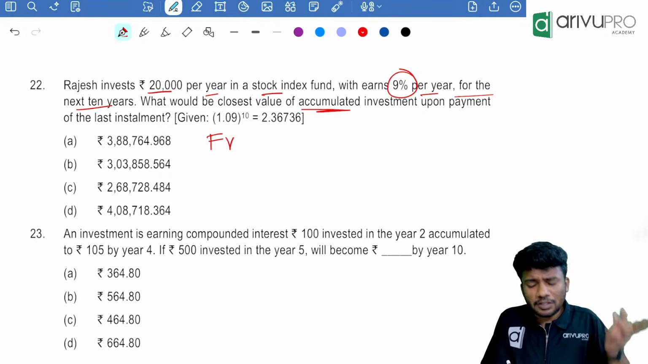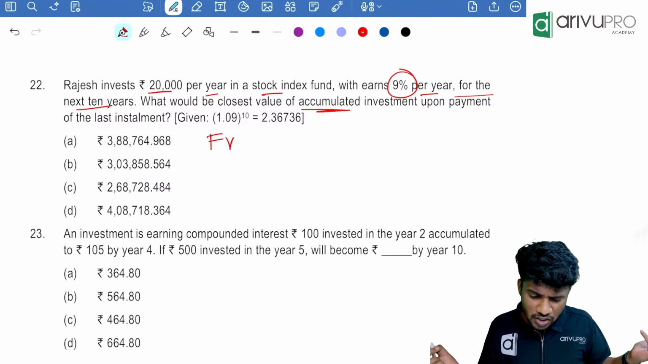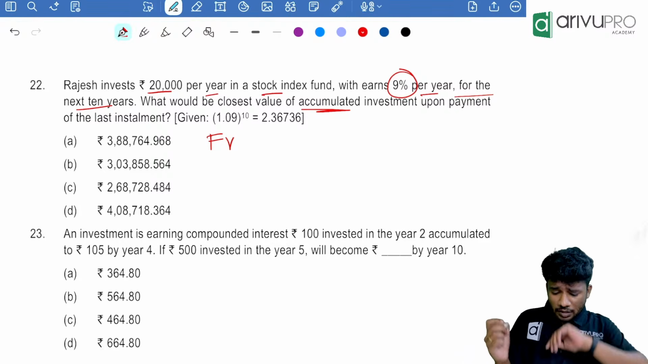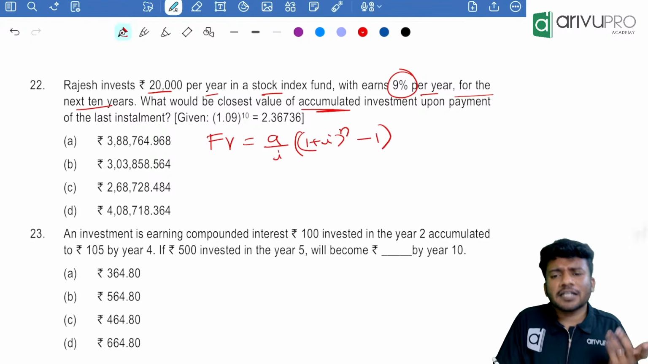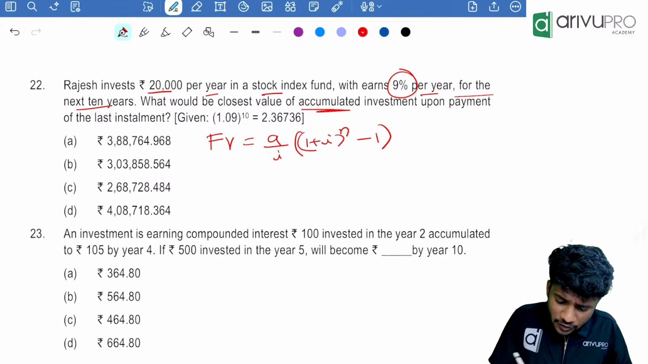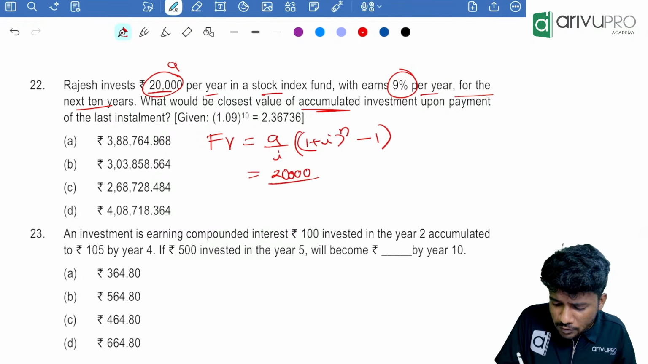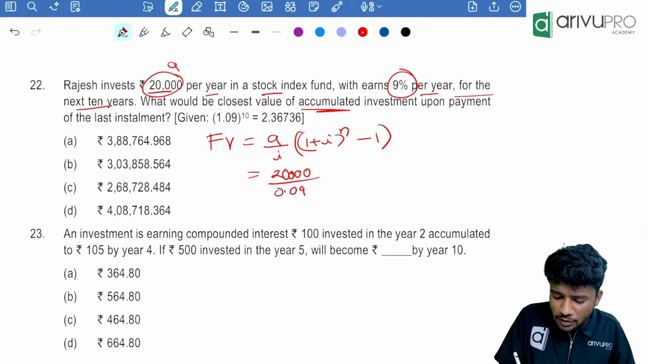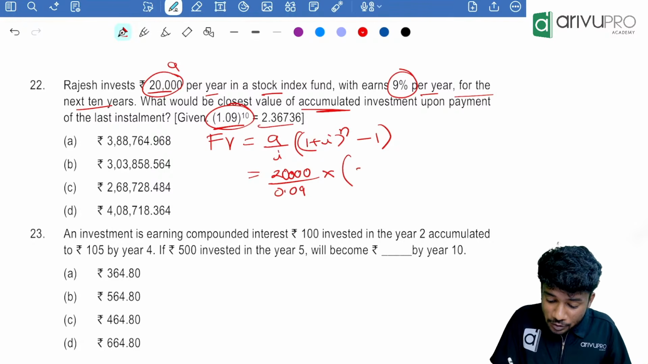Is it annuity regular or annuity due? We will go with annuity regular itself because they do not mention beginning of the year. That means future value is A by I into 1 plus I the whole power n minus 1. A is 20,000. 20,000 divided by I, which is 0.09, into 1.09 the whole power n, which is already given. Put that value.